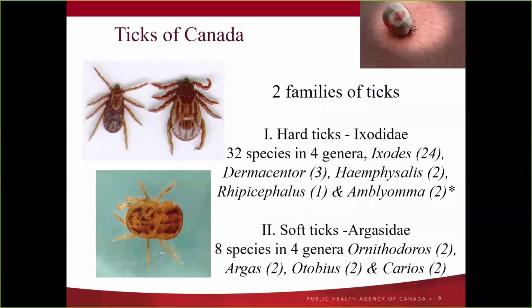We're not going to deal with the soft ticks today. They're really quite limited in their distribution, BC and Alberta. They're nest associates, so you rarely see them in the environment. So we'll focus in on the hard ticks.